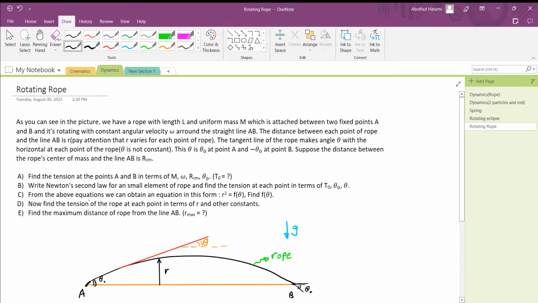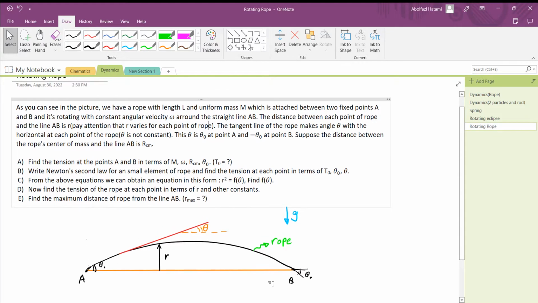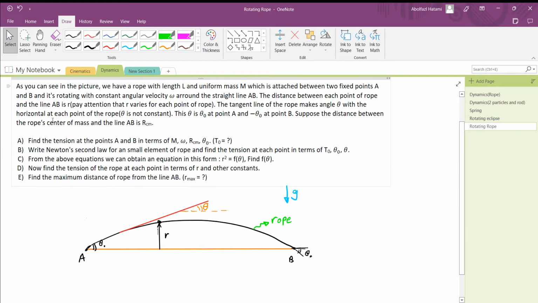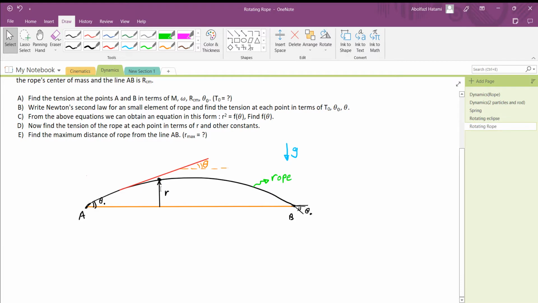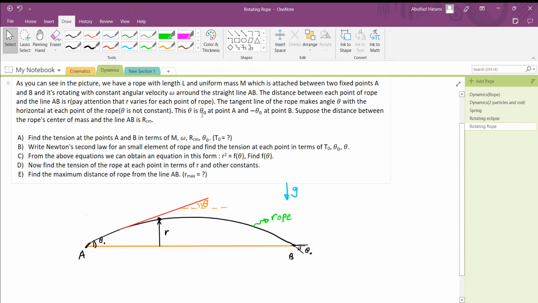Okay, let's read the problem. As you can see in the picture, we have a rope with length L and uniform mass M, which is attached between two fixed points A and B, and it's rotating with constant angular velocity omega around the straight line AB. The distance between each point of the rope, for example this point, and the line AB is R. This is R, this is the distance. Pay attention that R varies for each point of the rope.